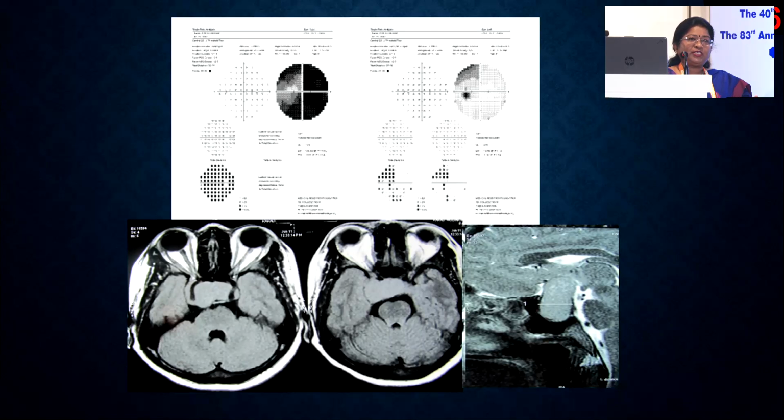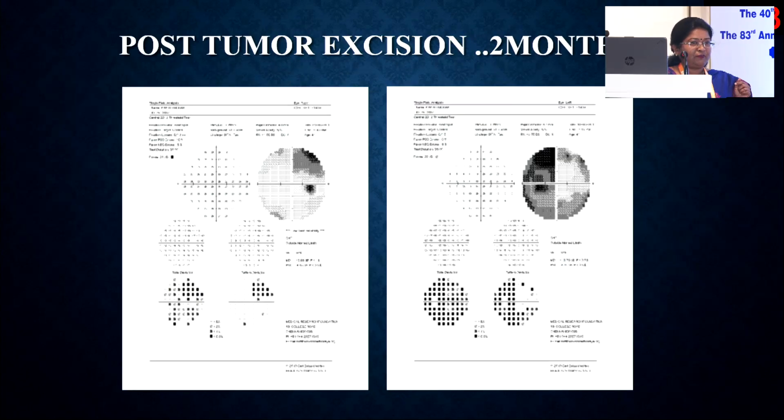So unfortunately she had a CT orbit which was normal. If they would have just pushed the cuts up, they would have picked up this lesion long back. And that is an MRI which showed a huge suprasellar pituitary mass, and that's the reason why she had multiple cranial nerve palsies with a vision loss, and that's the improvement of the visual fields post-tumor excision.